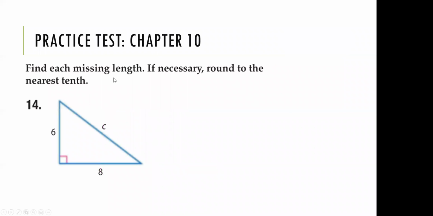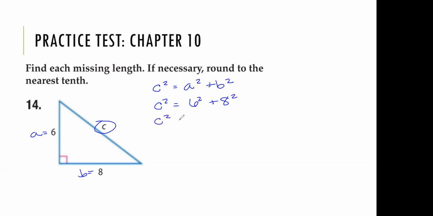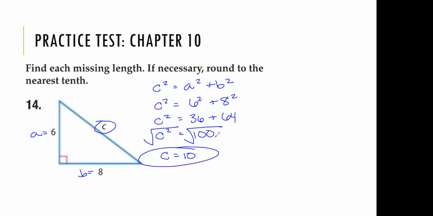Okay, here it says to find the missing length, okay? So obviously my missing length is C. So I've got C squared, this is a right triangle, so I'm using the Pythagorean Theorem. So I'm looking for C, I'm gonna call this A, and this B. So this is 6 squared plus 8 squared. So this is 6 squared is 36, 8 squared is 64, and when I add 36 and 64, I get 100, and what I need to do is find C, so I take the square root of those sides, and I get 10. So C is equal to 10.